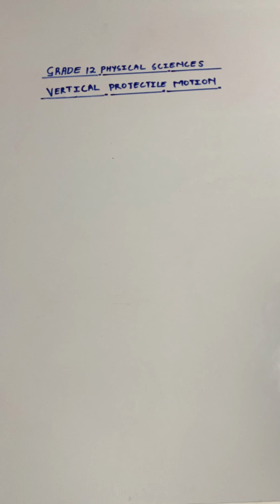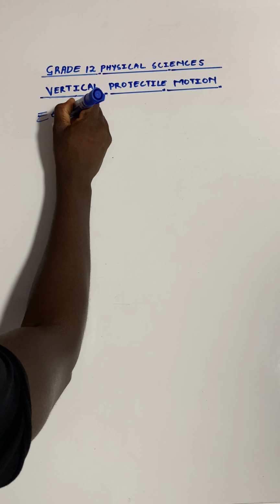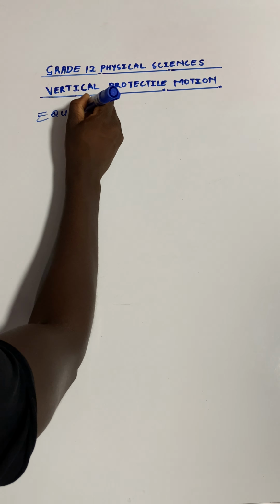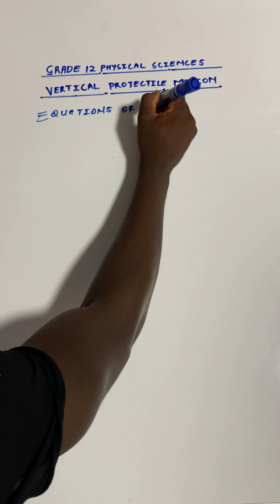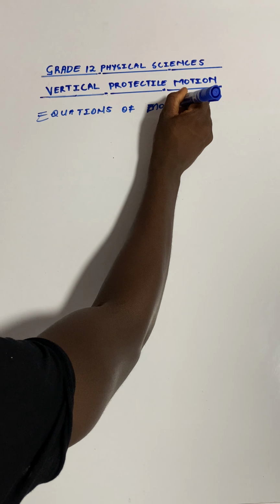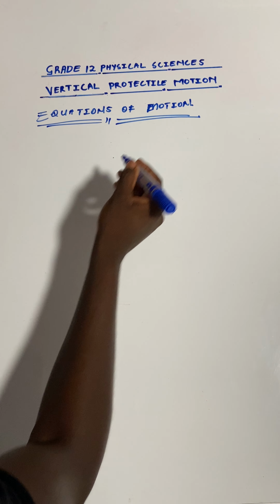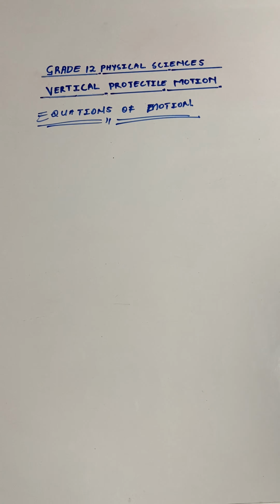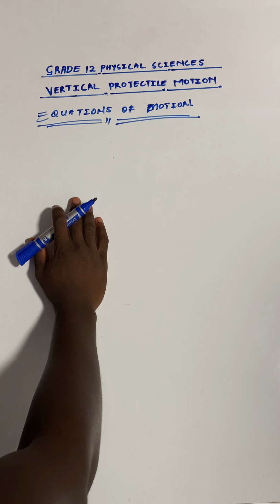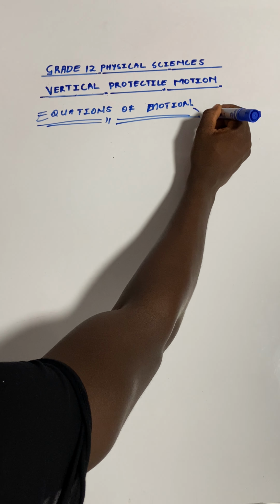Today we'll be looking more into what we call the equations of motion. These are the formulas we're going to use to calculate the components in vertical projectile motion. We are dealing with the equations of motion because here we are trying to deal with motion. Even before we go further, you should be aware that when we are dealing with vertical projectile motion, we are dealing with a vector quantity.